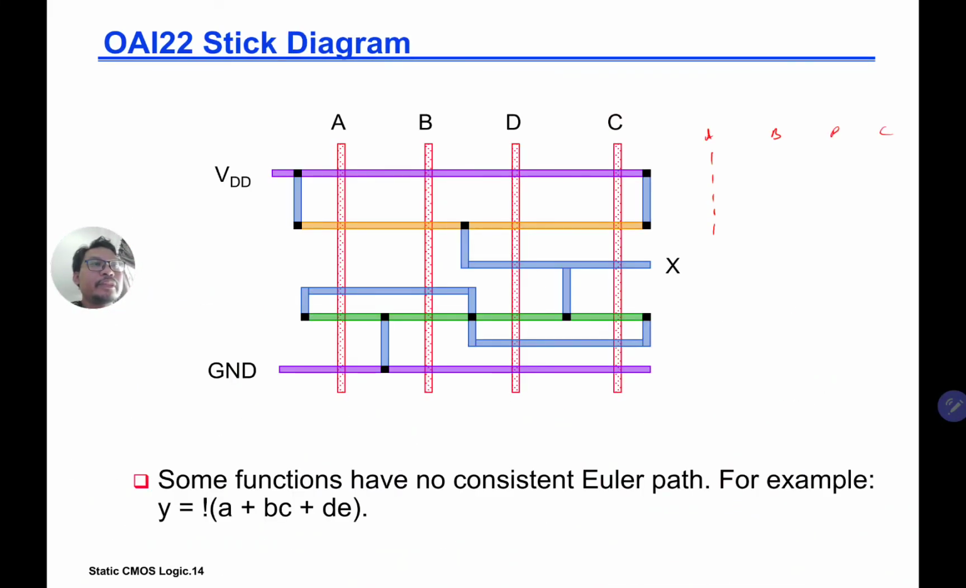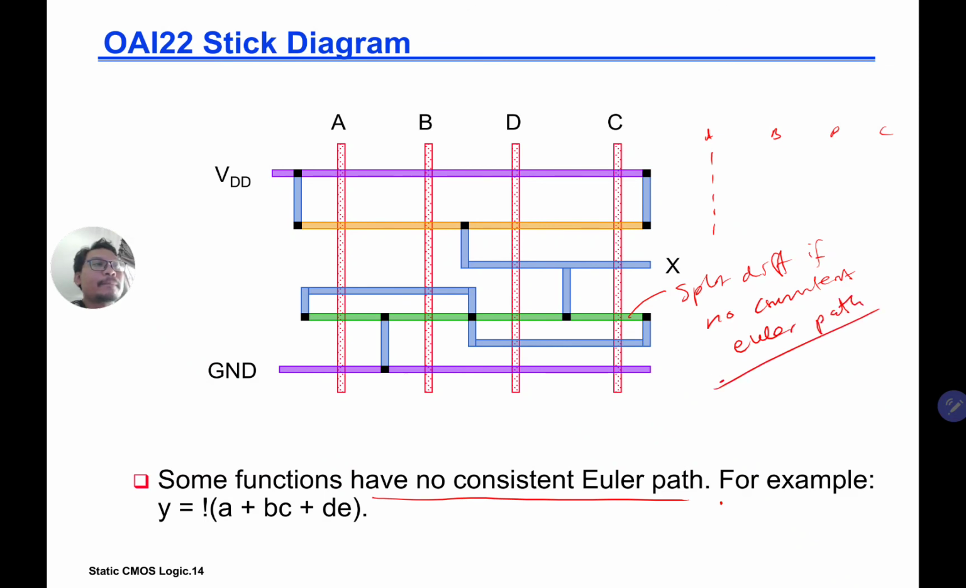So one thing to note here is that some functions have no consistent Euler path. Okay, so if there's no Euler path, then you will need to split your diffusion. Okay, split diffusion if no consistent Euler path. Okay, later on we can see more examples of that. Okay, so that's it for this video on the stick diagram.